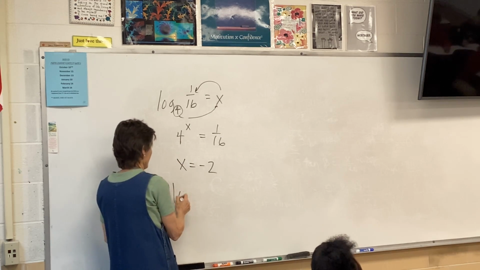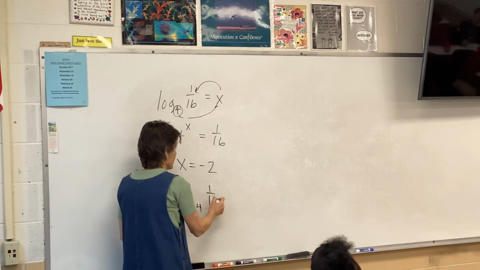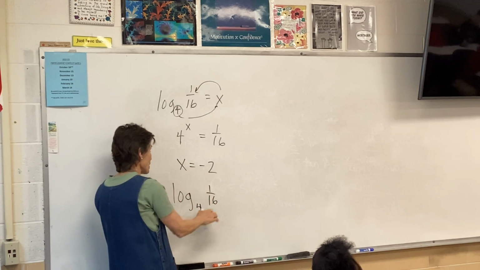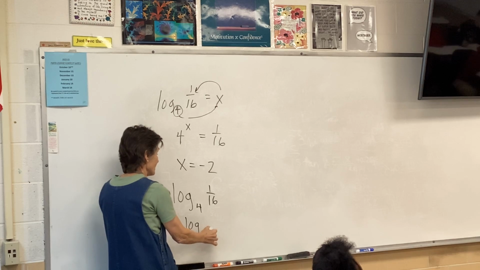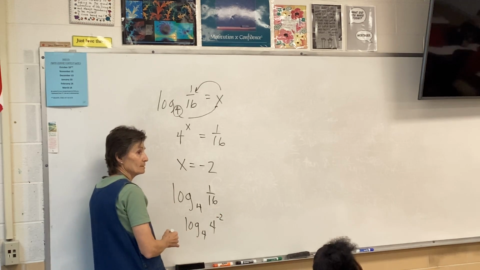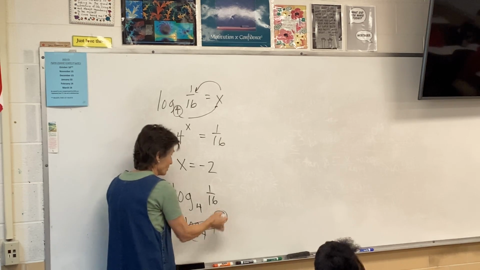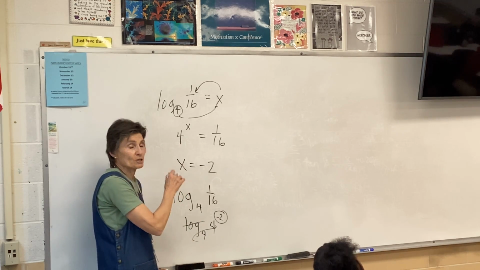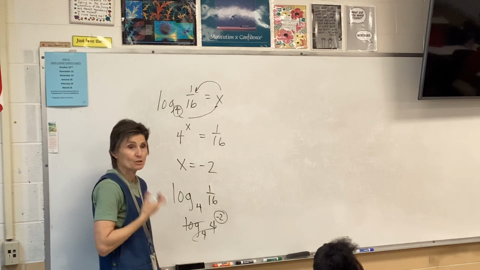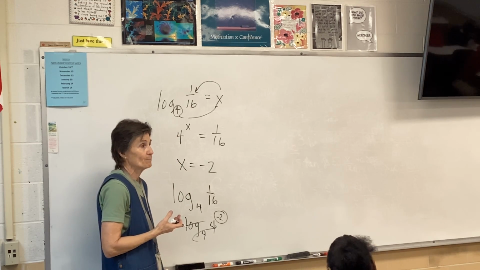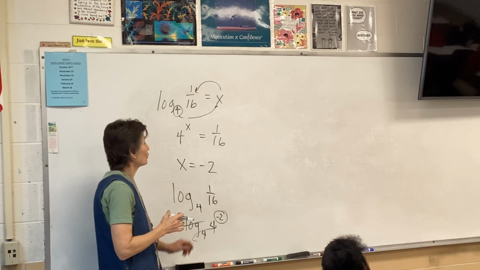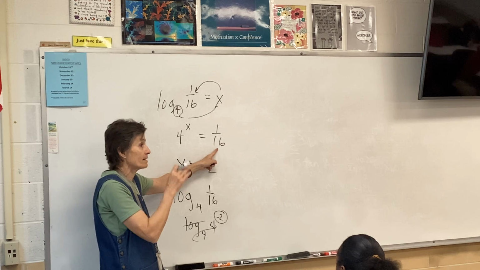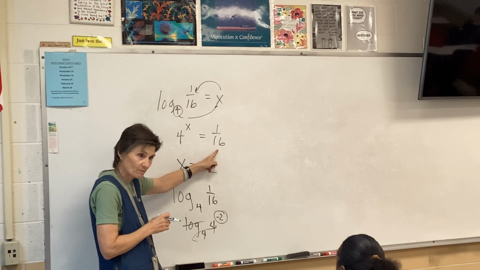If you prefer, you can do this problem by, from the beginning, changing the 16 into 4 to the -2. Because then all this cancels and the answer is -2. It makes no difference. Do it the way that you like to do it, that it's easier for you. Both methods are going to require you to recognize that 1/16 is 4 to the -2. You're going to have to figure that out.